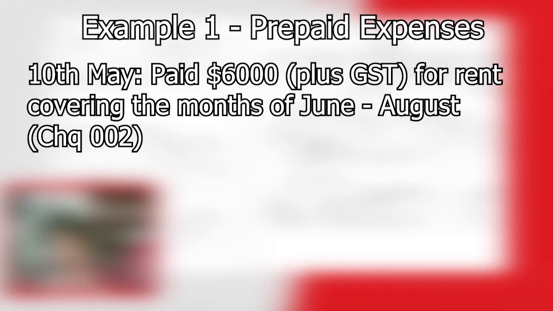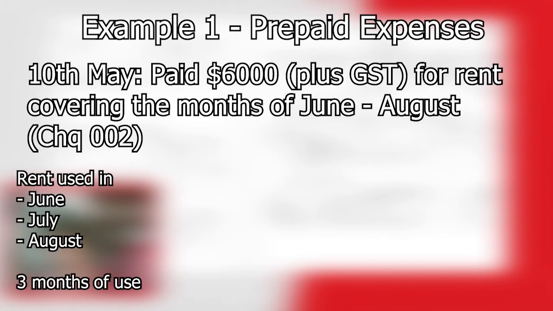The first example we're going to bring up is on the 10th of May, we paid $6,600 plus GST for rent covering the months of June through to August. So that's when we're going to use the rent, in June, July, August. That's a 3-month period, but we paid it on May the 10th. So we've paid for this expense, but we're not using it yet. That is a prepaid expense.